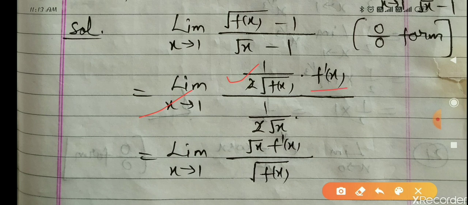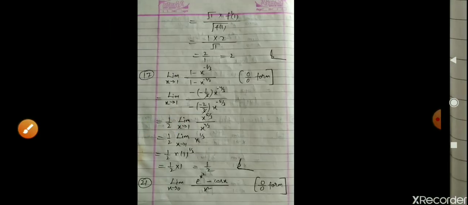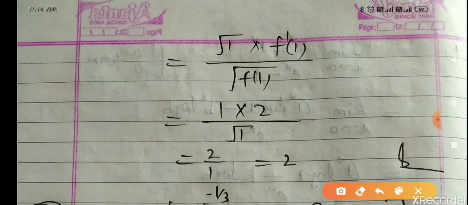You know very well. Differentiation of the denominator is 1 upon 2 under root x, the 2 is cancelled. You are getting limit x tends to 1, under root x f'(x) upon under root f(x). Now you can put the direct value of x. So under root 1 f'(1) upon under root f(1).